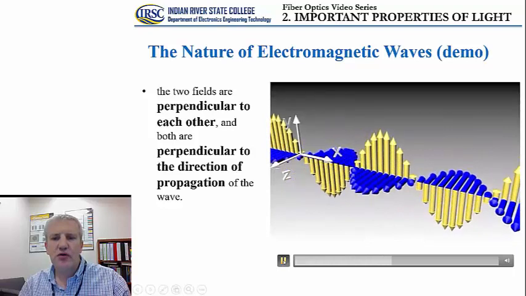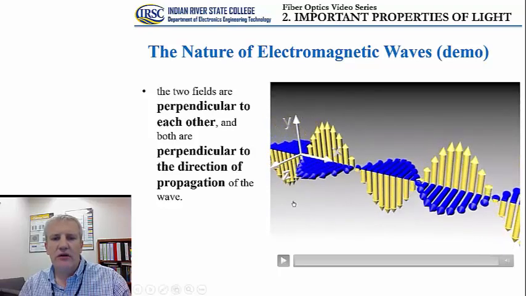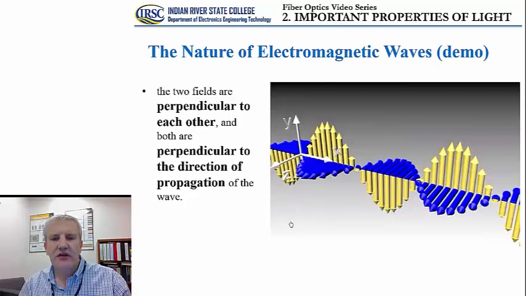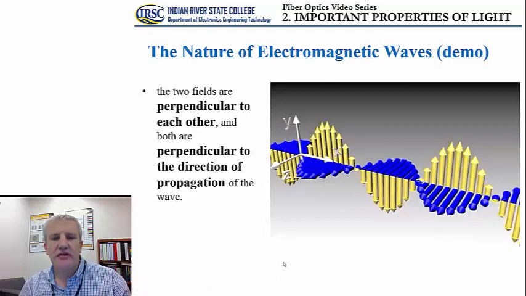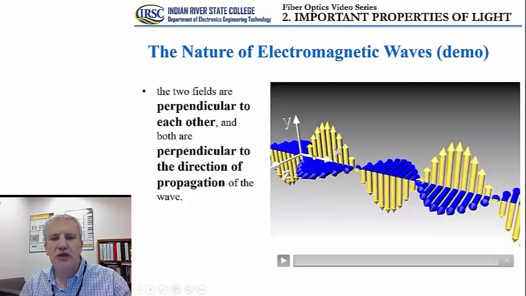Here we can see a short demo of an electromagnetic wave where yellow arrows represent the electric field and the blue arrows represent the magnetic field. We see that the yellow arrows are oscillating in a vertical direction. The blue arrows are oscillating in a horizontal direction, and both the yellow and the blue arrows are perpendicular to the direction of the propagation of this wave, that happens to be in the direction of the x-axis, as shown here. So once more, let's repeat this demo to see how an electromagnetic wave looks in space and time.